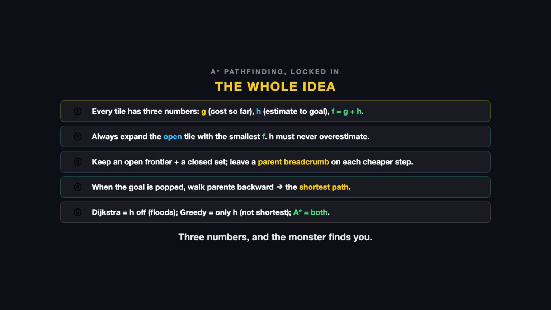Dijkstra is A star with H switched off, optimal, but it floods everywhere. Greedy uses only H, fast but not always shortest. A star, using both, is optimal and aimed. That is the whole idea.